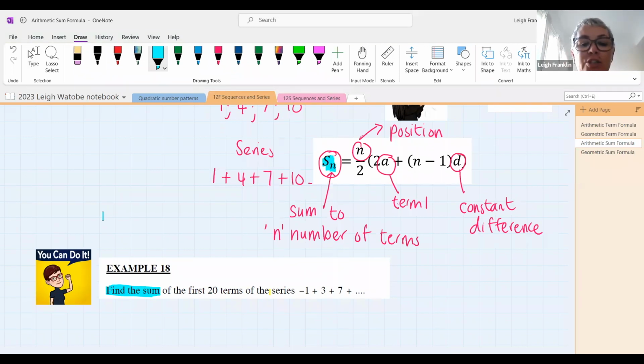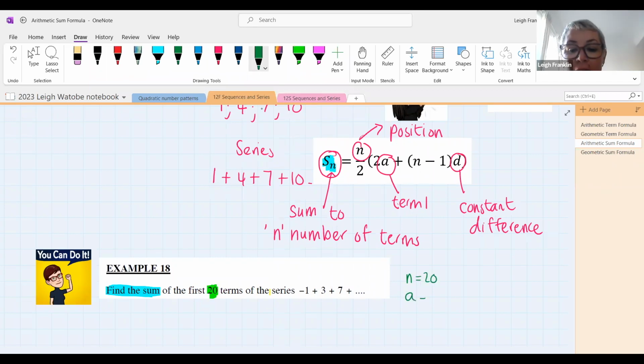What other information have they given us? What does 20 represent? Is it our A? Is it our D? Is it our N? What does 20 represent for us? Exactly, Nolwazi. Exactly. Okay, so N is 20. So they are telling us that there are 20 terms in this particular pattern.